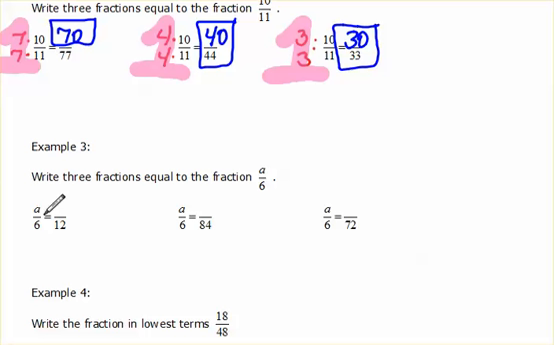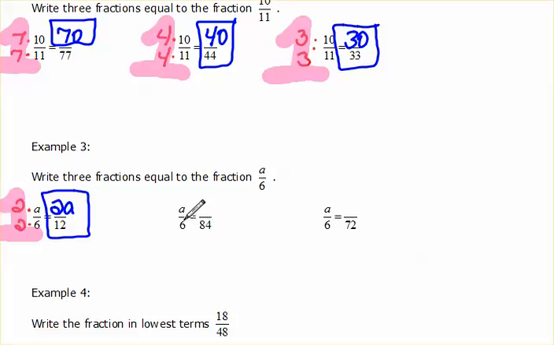So again, I need to change a over 6 into something over 12. So what do I have to multiply 6 by to get 12? And that would be a 2. So I'm going to do the same thing to the top so that I'm just multiplying by 1. And 2 times a would be 2a. So 2a over 12 is the same thing as a over 6.